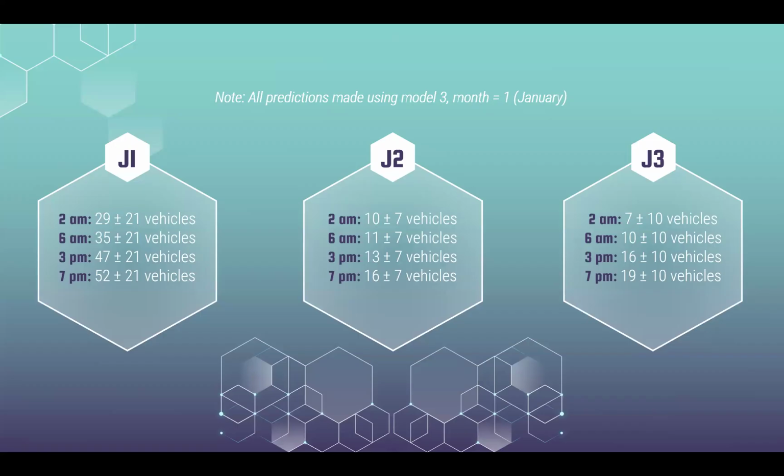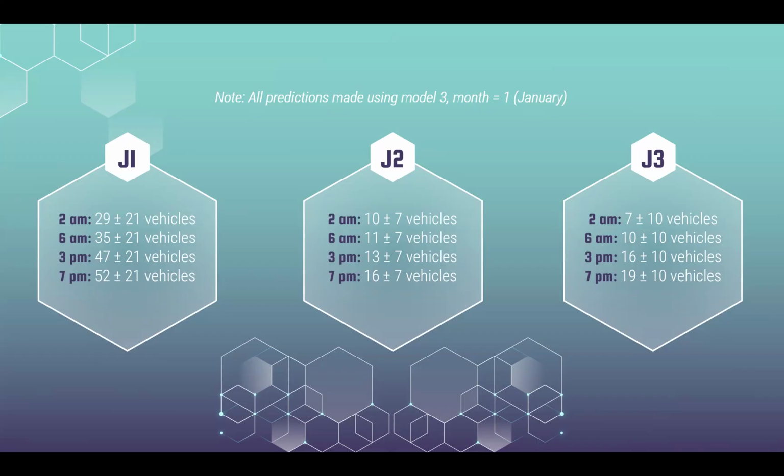For junction 1, for 2 a.m., we got a prediction of 21 plus or minus 29 vehicles. 6 a.m. was 35 plus or minus 21 vehicles. 3 p.m. was 47 plus or minus 21 vehicles, and 7 p.m. was 52 plus or minus 21 vehicles.